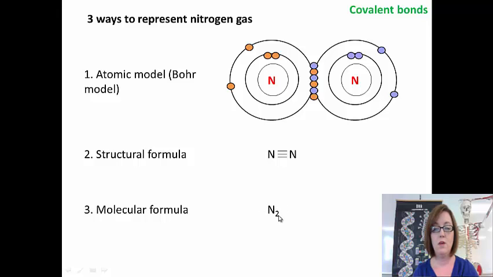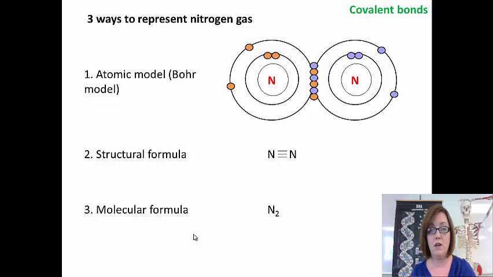This here, N sub 2, this is also nitrogen gas. All of these are nitrogen gases. It's just different ways to talk about it, to write about it. The N sub 2 tells us that there are 2 nitrogens. This is the molecular formula. It tells you the number of atoms in the molecule, but it doesn't give you any outright information about the structure. Like, we don't know what kind of bond is present there.